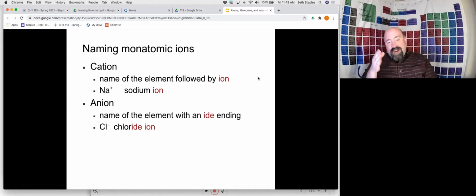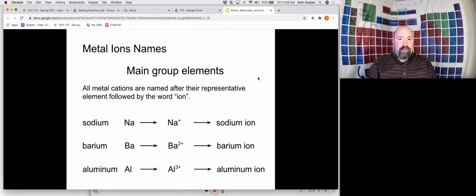Anions, we do actually chop the end of the element off and add -ide instead, and then the word ion. And so chlorine with a 1- becomes a chloride ion. Oxygen with a 2-, oxide ion, and so forth. Bromine with a 1-, bromide ion, and so forth. And just some examples here.